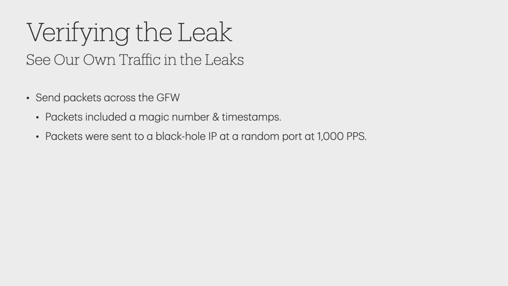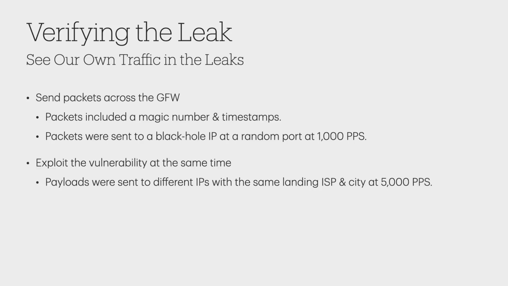We verified the leaks were truly the transnational traffic by seeing our own traffic in the leaks. We constructed packets with a magic number and timestamps, and sent them from one of our observation sites across the Great Firewall. The destination was a random port of a Blackhose IP address, and the sending rate was 1000 pps. In the meantime, we exploited the vulnerability and collected the leaks. The payloads were sent to different subnets with the same landing ISP and city. The sending rate was 5000 pps.